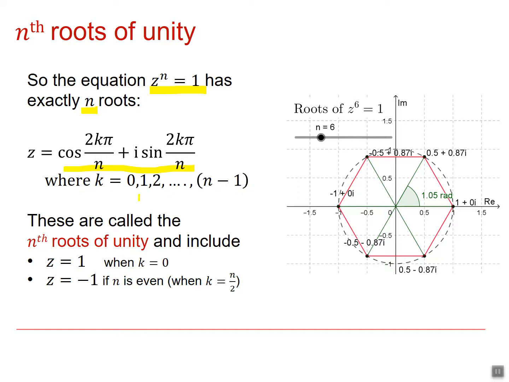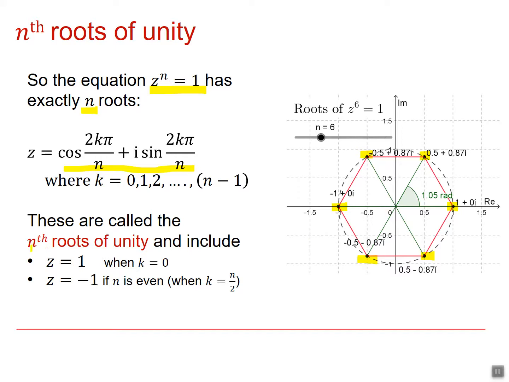In fact, if k is larger than n minus 1, for instance, if it was n, then if you think about this here, it will become 2n pi over n, or just 2 pi, and so you'll start to get a repetition of each of the roots. If we look at this diagram over here, we've got the 6 points. This is k equals 0, k equals 1, 2, 3, 4, and 5.